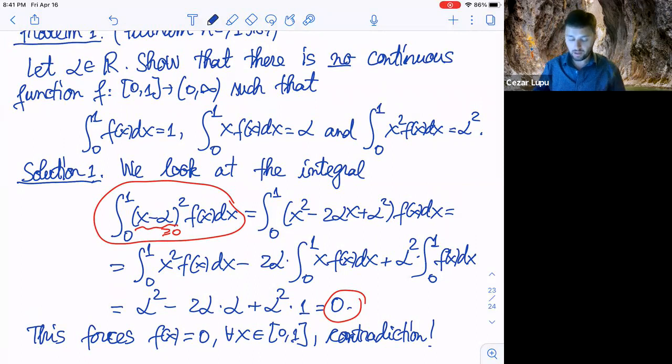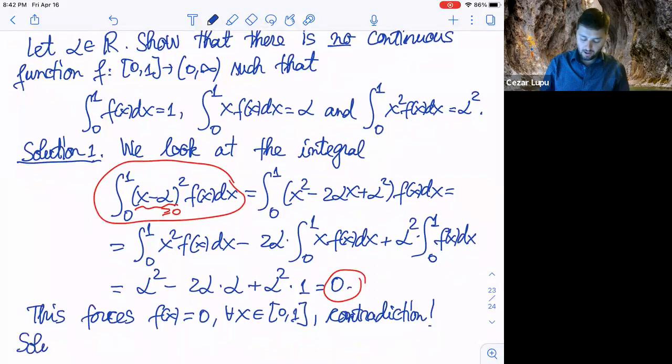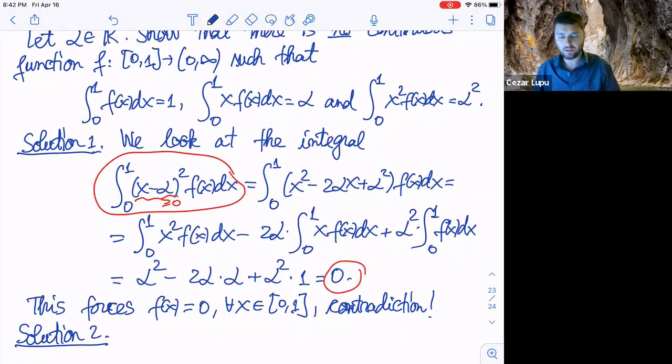But now we reached a contradiction, and now let's see the second solution, which is faster, and I don't need to come up with this trick, but anyway, in some sense it is the same. Maybe I could express some relationship between these three integrals, some kind of inequality between them, and that will force an equality case, something like this. So if I have this idea in mind, maybe I could just think of a Cauchy-Schwarz inequality.